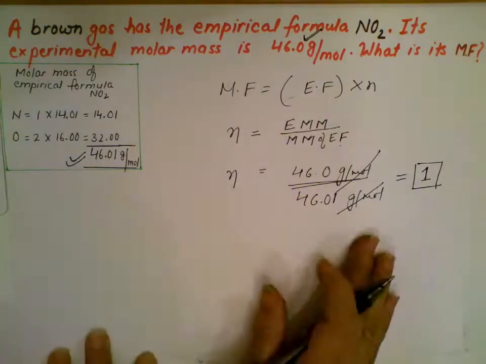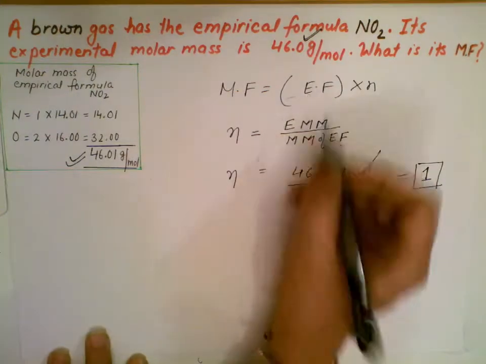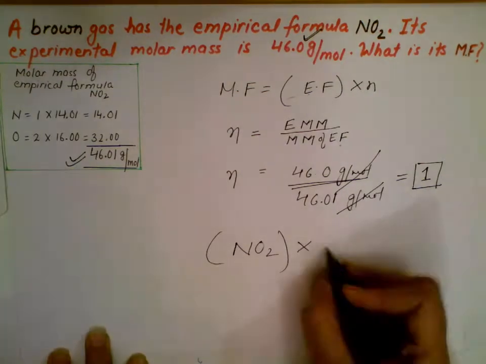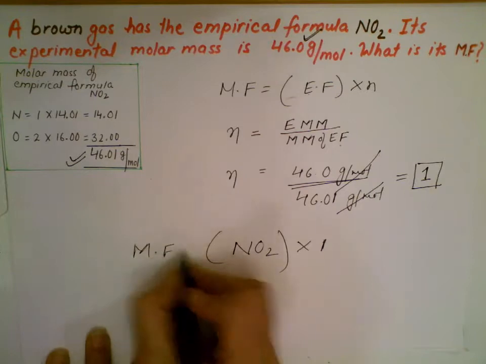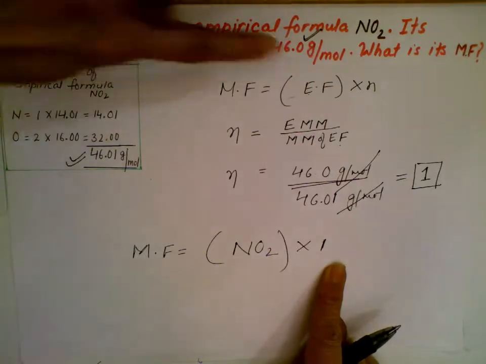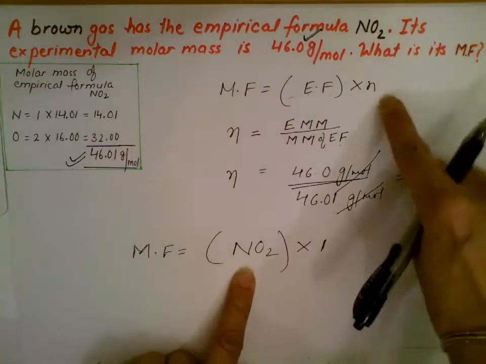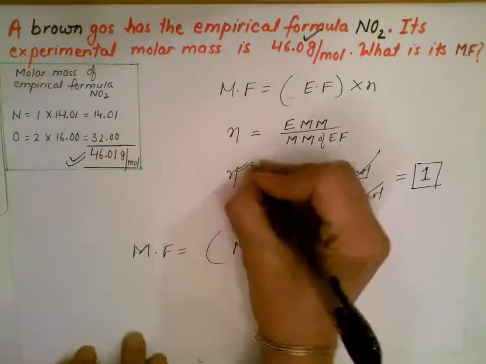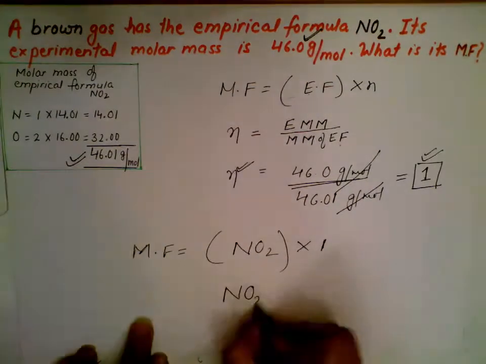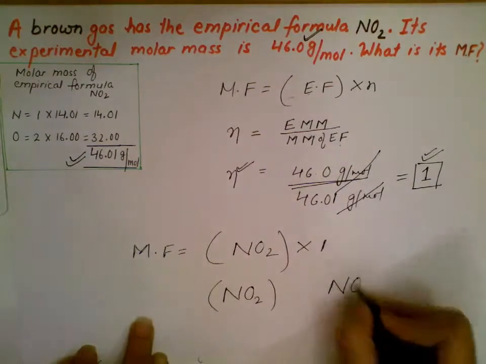The next part is that you substitute this value of n in the formula right here. So this will be NO2 times n, which is 1. I'm just putting these numbers in the original formula: molecular formula, here the empirical formula NO2, and this n is 1 that you just figured out. What do you get? Anything multiplied or divided by 1 always gives the same result, so the answer is NO2.